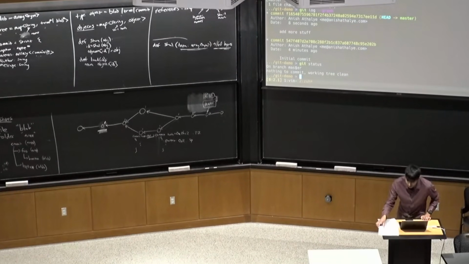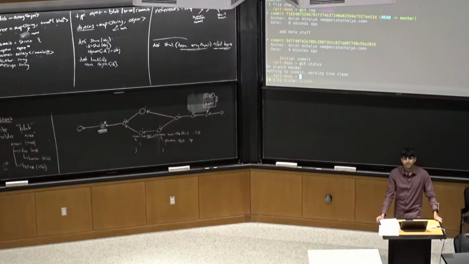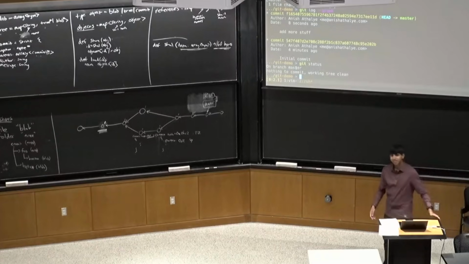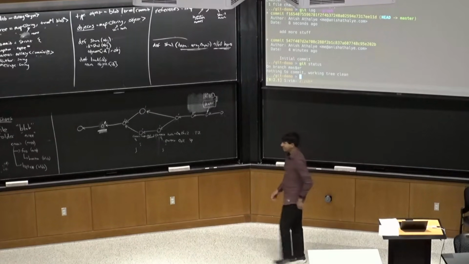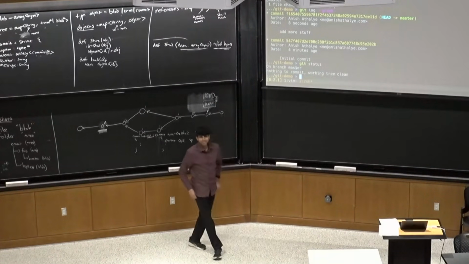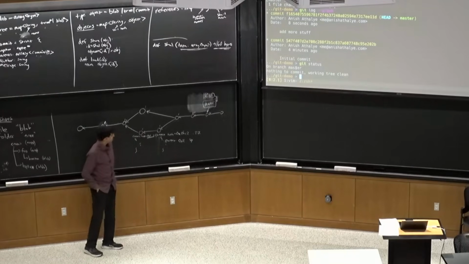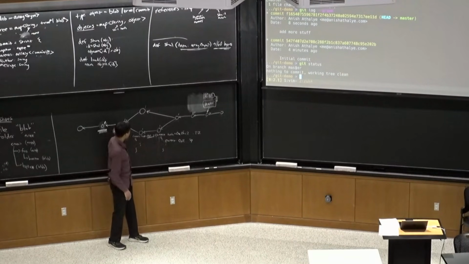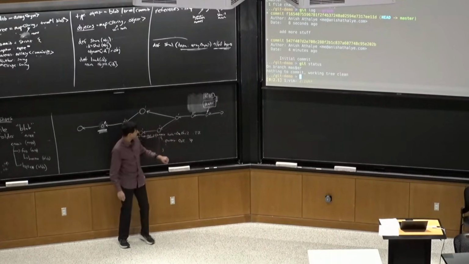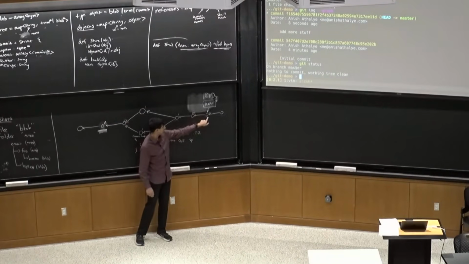Cool. Any questions at this point? Yeah. Intuitively, it feels like a branch should refer to the line of nodes that you can trace through the history. But you're saying that a branch is just a pointer. Yes. You pointed out that intuitively you might think that a branch refers to an entire lineage, but in Git, a branch is really just a pointer to a commit.